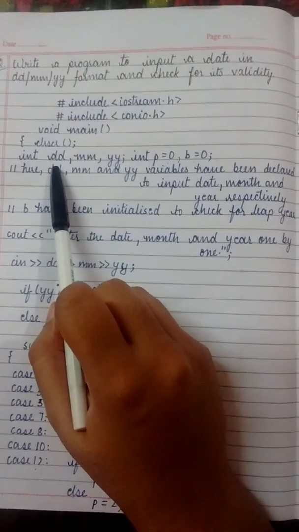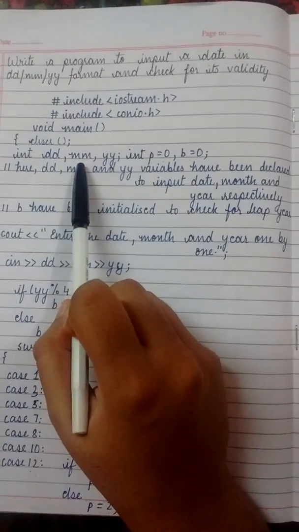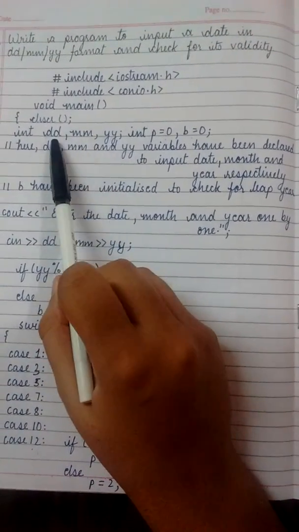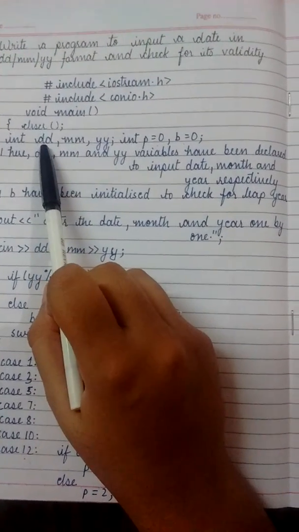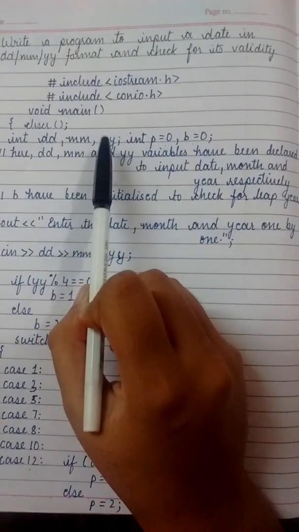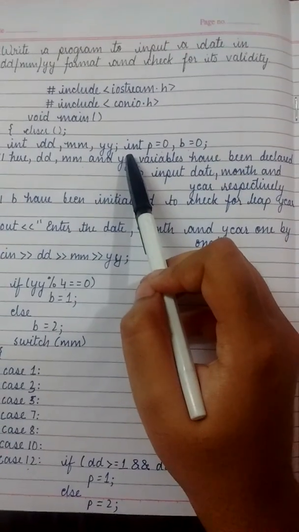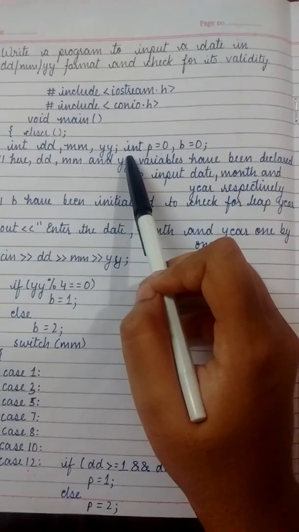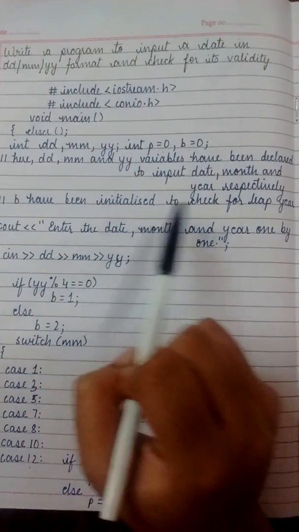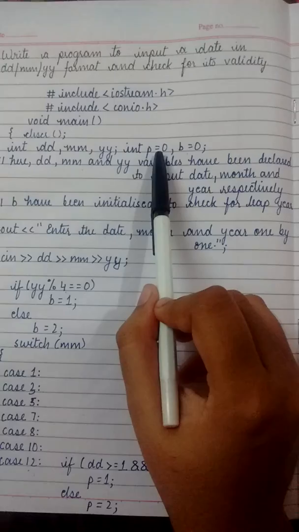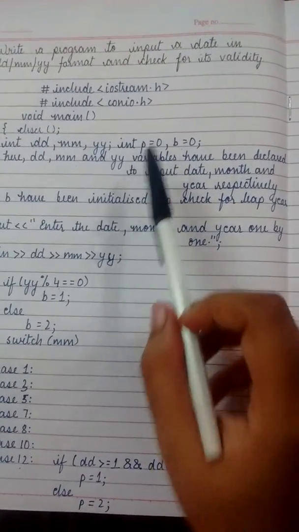Then we have declared the variables used in my program. int dd, mm, yy represents that dd, mm, yy are of integer data types. Here dd represents the date, mm the month, yy the year. And two more variables p and b of integer data type have been declared as well as initialized with the value 0. b has been initialized to check for the leap year and p has been initialized to check for equality conditions as we will see in the course of the program.